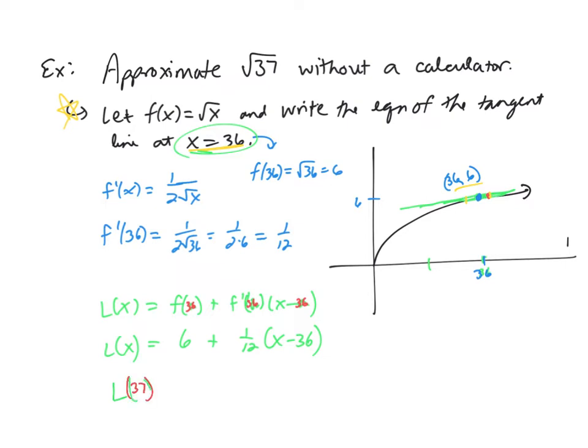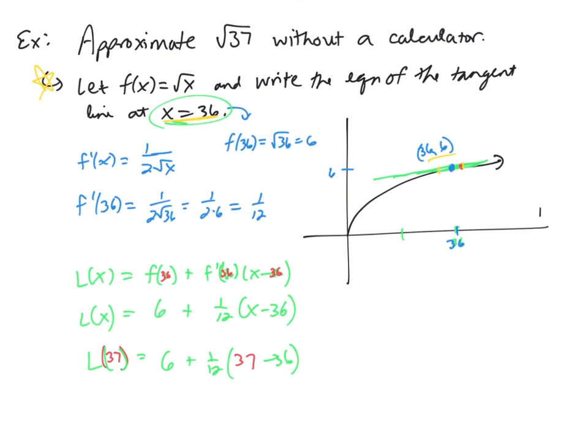When I plug in 37, I do want to show you that this is very doable. 6 plus 1/12 times, again, 37 minus 36, because the whole idea is that we could do this without our calculator. If I need to grab my calculator at this point, that kind of defeats the purpose. But if I work this out, 37 minus 36 is just 1, and I get 6 plus 1/12.